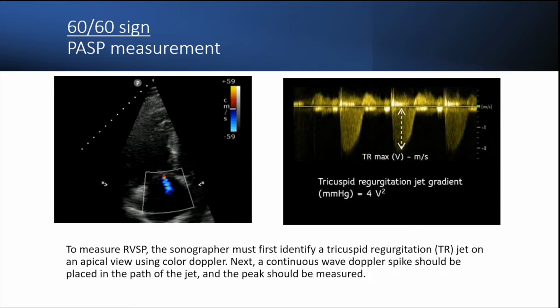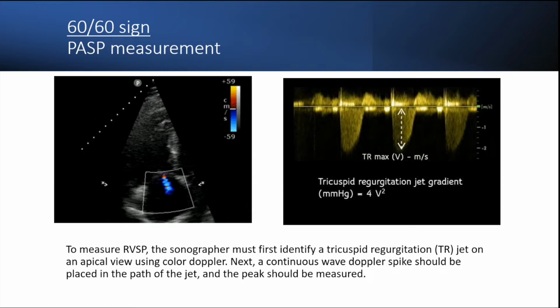First we need to obtain an apical four-chamber view of the heart, and then we can use the color Doppler to see if there's a regurgitation jet around the tricuspid valve. Here we can see the blue jet.